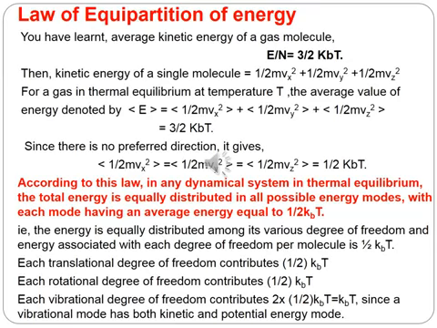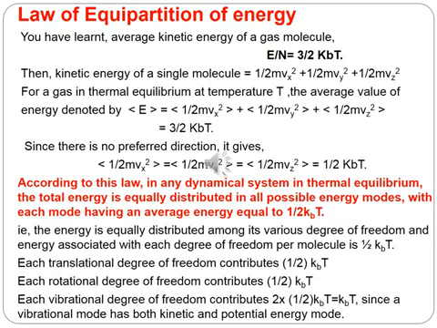Then, what is the law of equipartition of energy? According to this law, in any dynamical system which is in thermal equilibrium, the total energy is equally distributed in all possible energy modes, with each mode having an average energy equal to 1 by 2 kBT. That is, the energy is equally distributed among its various degrees of freedom, and the energy associated with each degree of freedom per molecule will be equal to 1 by 2 kBT.